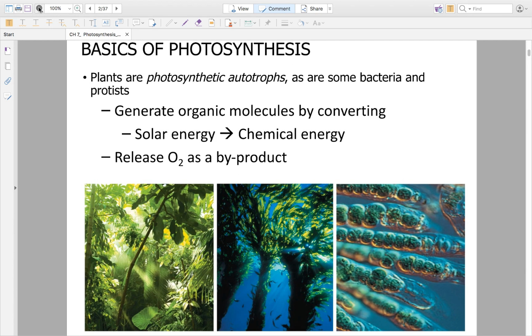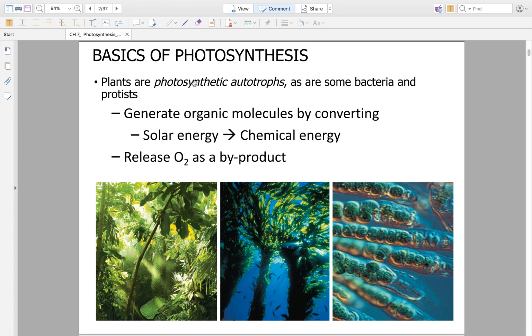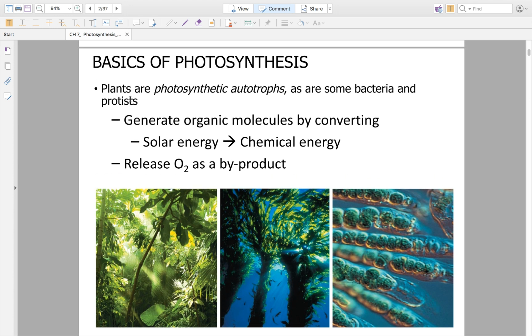All right, so let's start with the basics. Plants are photosynthetic autotrophs. Okay, now this word's important, autotrophs. So we'll talk more about that at some point. Okay, there's also bacteria that are photosynthetic, and there are organisms called protists that are photosynthetic. They're rare in a way, but they exist.